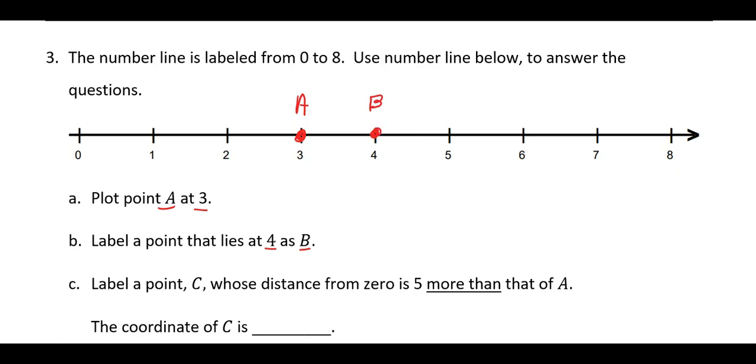Question C says label a point C whose distance from 0 is 5 more than that of A. So the distance from 0, or the origin, is going to be 5 more than A. So A is at 3. If I move over 5 units from 3, I land at 8. So point C is on 8 on the number line, and the coordinate of C then is 8. So you can see that every point has its unique coordinate on this number line.